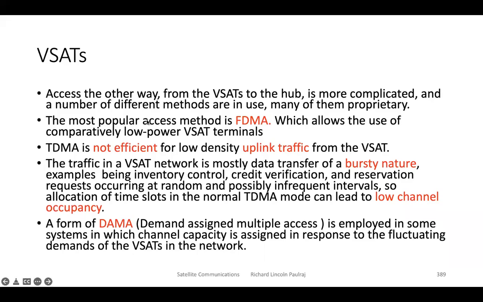Okay, so we need to make sure that this TDMA is not that efficient. So make sure that we use something else apart from that. So we use something called DAMA, which is demand assigned multiple access. Okay.